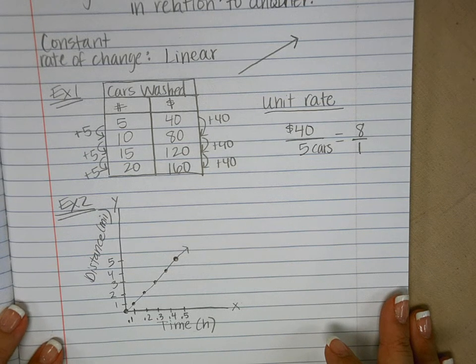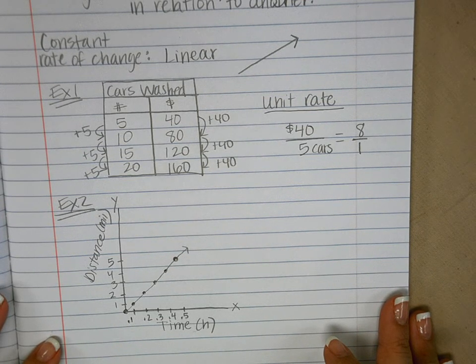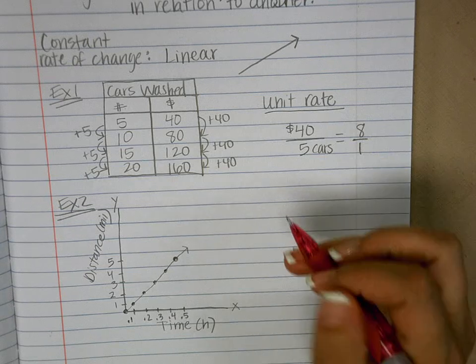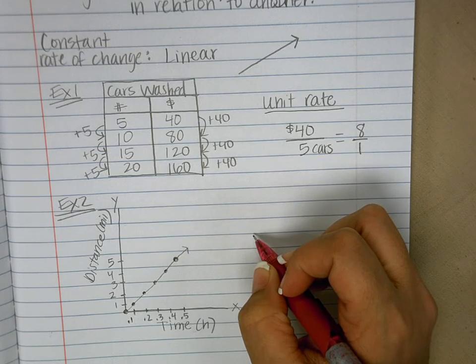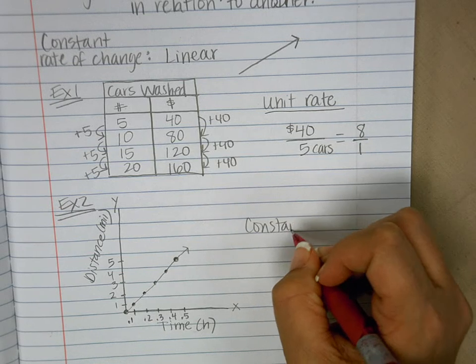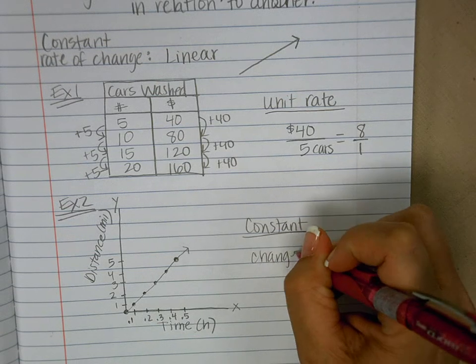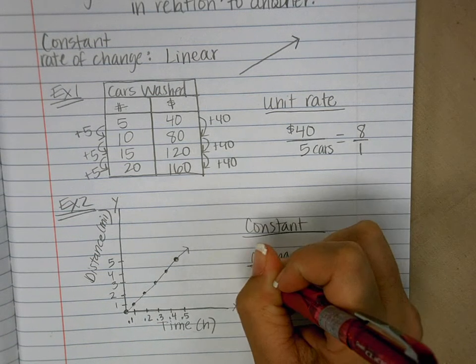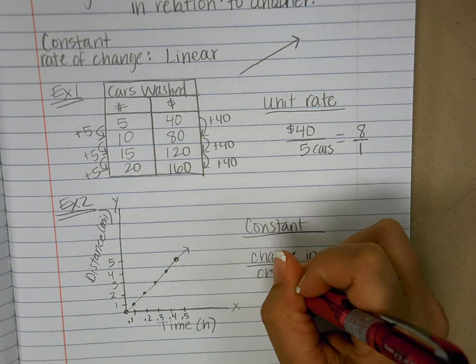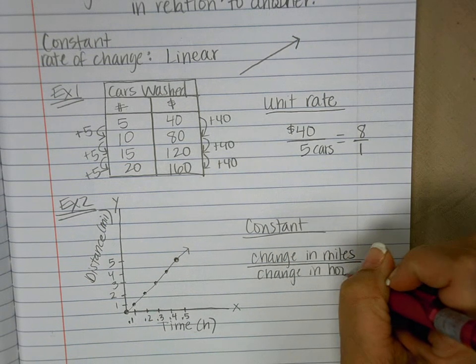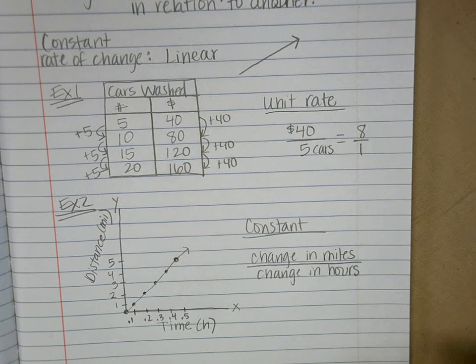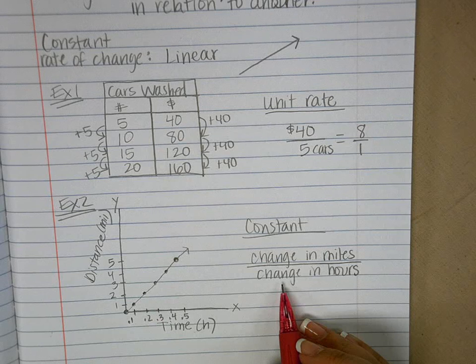We know that. But what's the constant rate of change? Do we know that? No. So how do we find it? Anyone know? I can tell you this. To get the constant, right? The constant, so write constant right here. I need the change in miles over, or divided by, the change in hours. Okay, to get the constant, I need the change in miles divided by the change in hours.